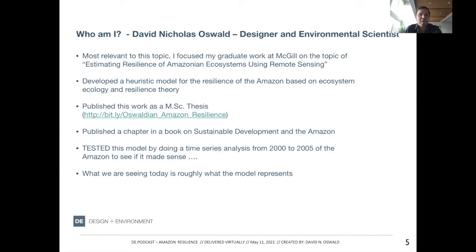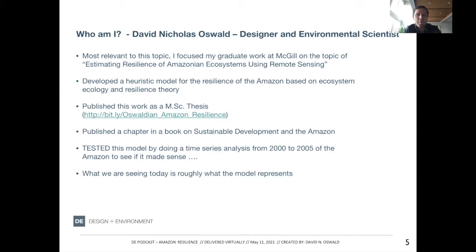Like, was this just an anomaly, or is this something we should really be worried about? And you can only see that over time. What we have seen in the last couple of years, the specific event that I'm referring to, was in 2019, the summer, probably June, July, and August of 2019, when there were a lot of fires in the Amazon.